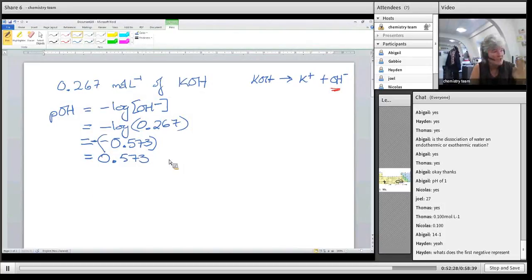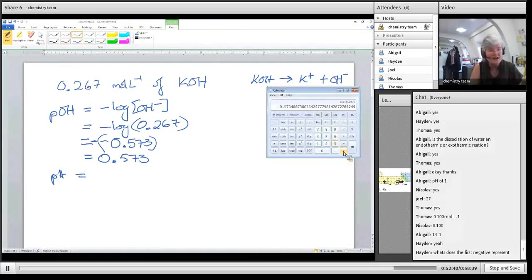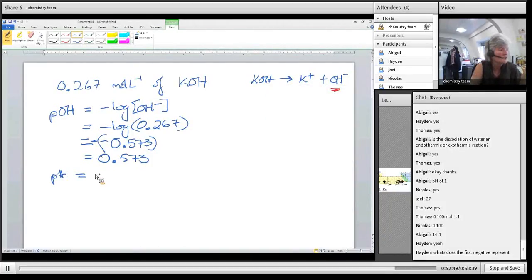Okay, so that's your pOH, and now we want to calculate the pH. Your answer is going to be 14 subtract that number. Normally when you've got that as a negative, I tend to just say plus 14 and get the answer. So your answer is going to be 13.426, and then we'll sort it out. But remember, keep it to 1.